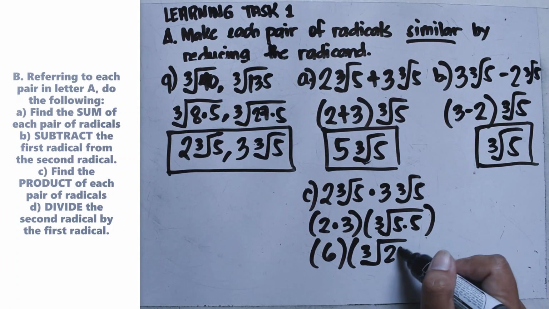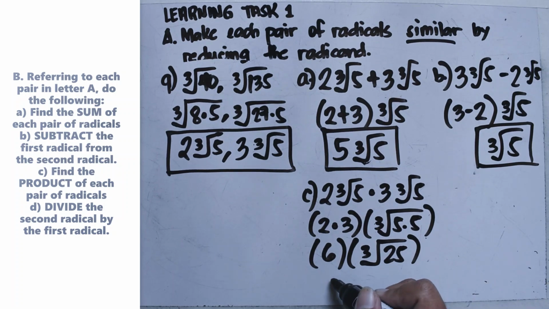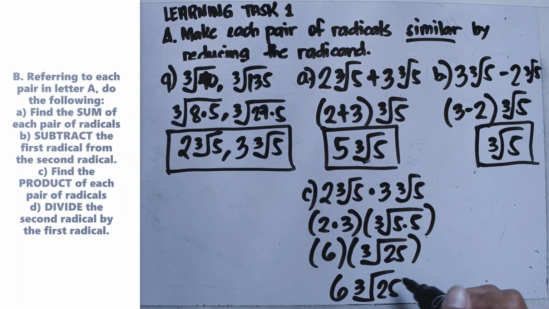5 times 5 is 25. So, may 25 po ba is a perfect cube or may factor po ba siya na may perfect cube? So, wala na. Therefore, ito na po ang ating final answer. So, we have 6 cube root of 25. So, final answer. We're done with letter C.